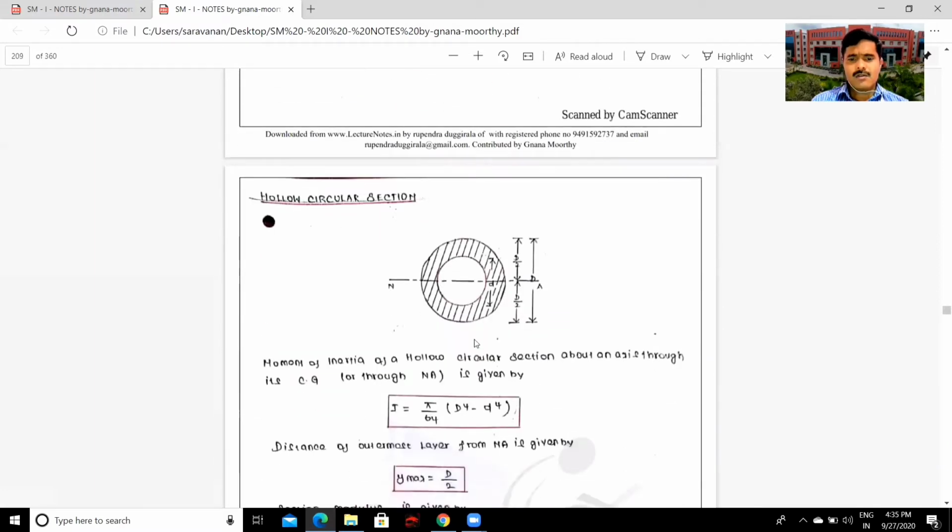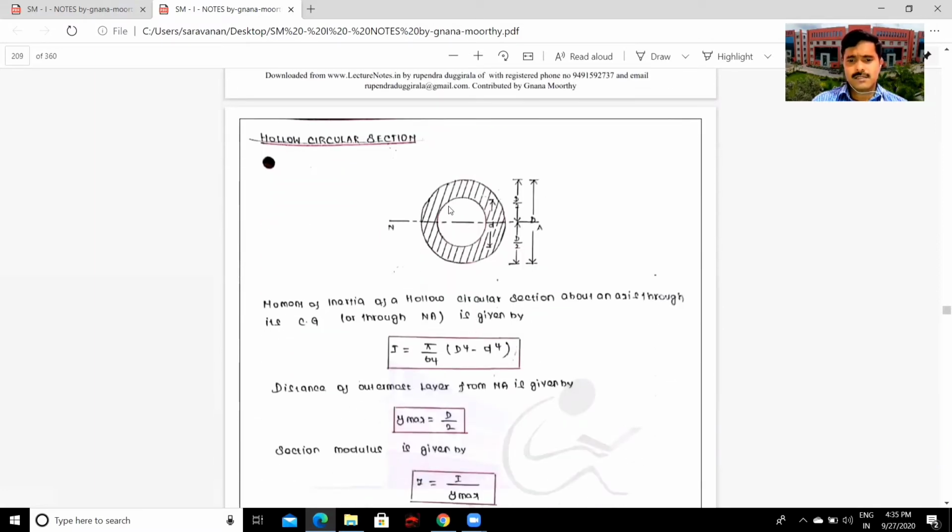Next, the hollow circular section. Here you can see the circular hollow portion. So for the hollow circular section, inner dia is small d and external dia is capital D. The neutral axis to the outermost layer, y, is capital D by 2. The moment of inertia I about the CG is pi by 64 into (capital D power 4 minus small d power 4), and y maximum is capital D by 2.